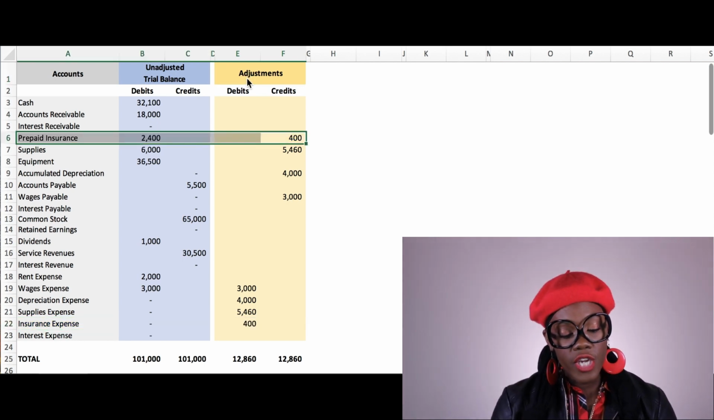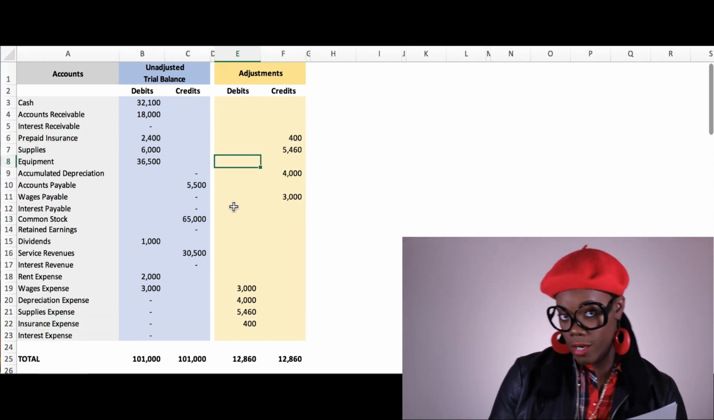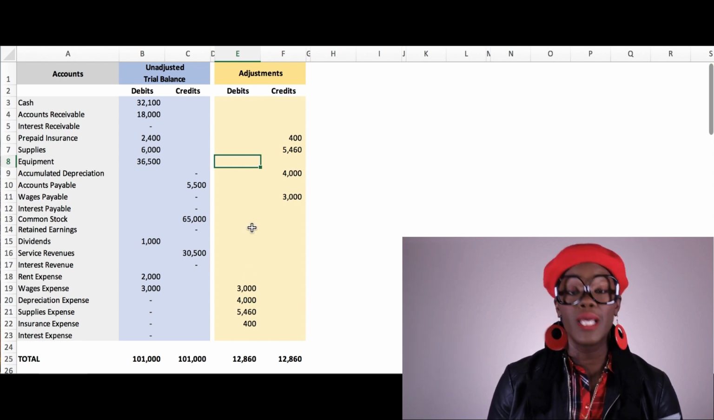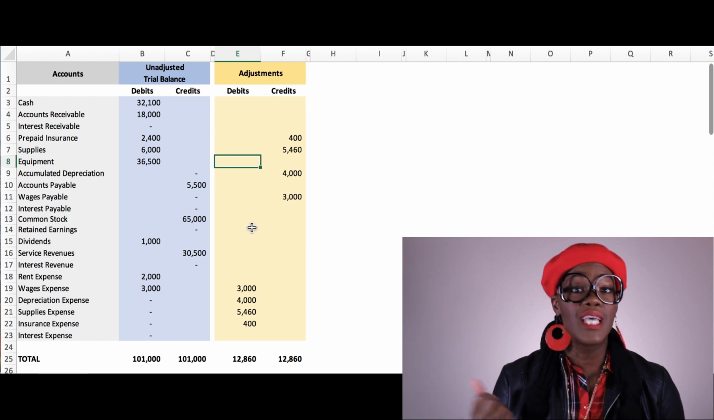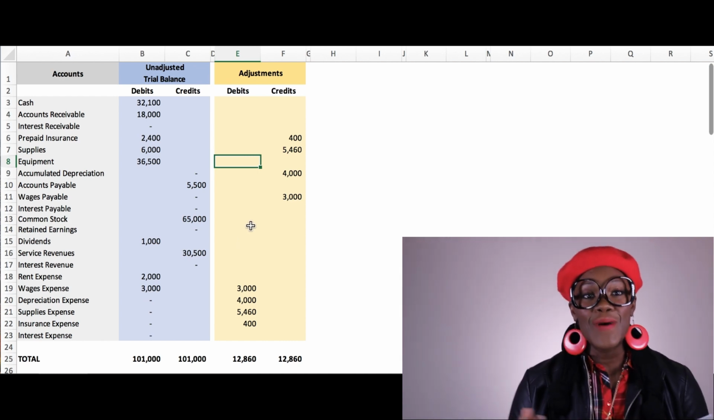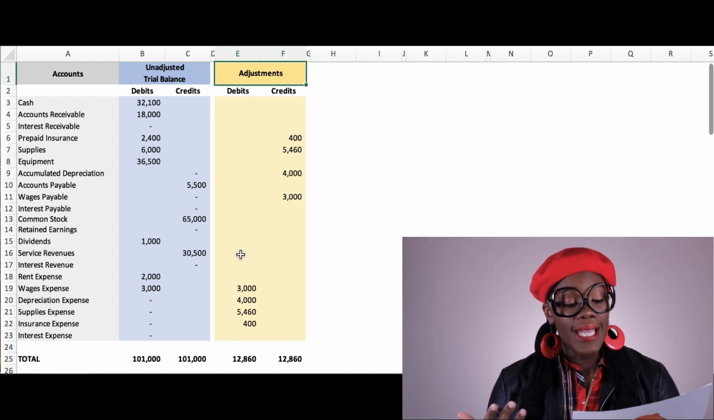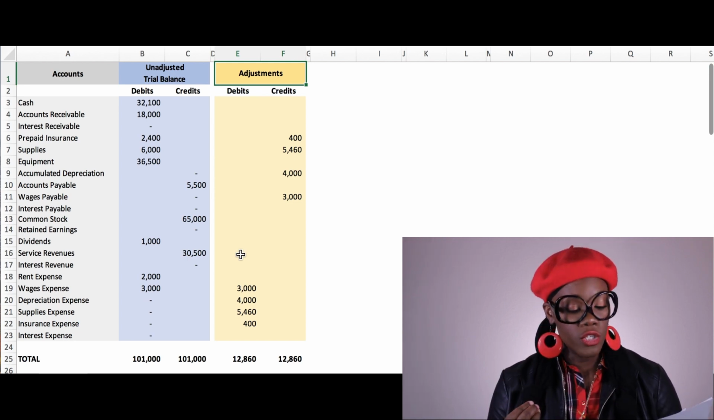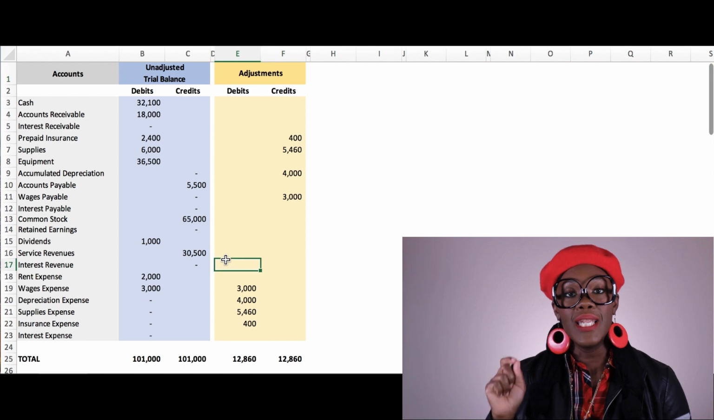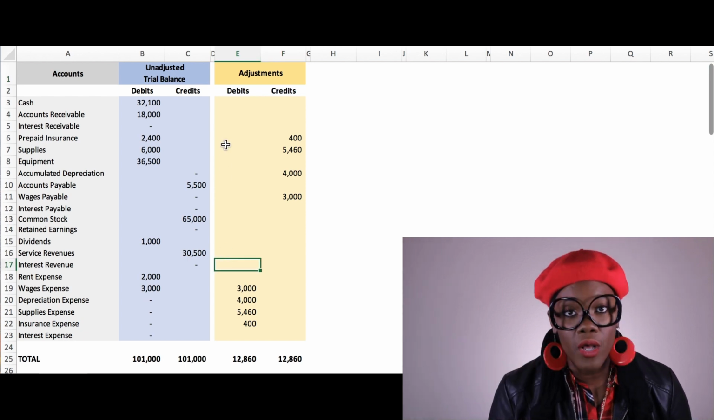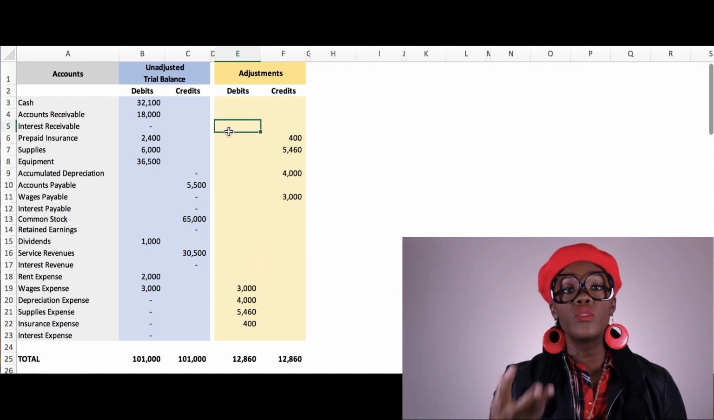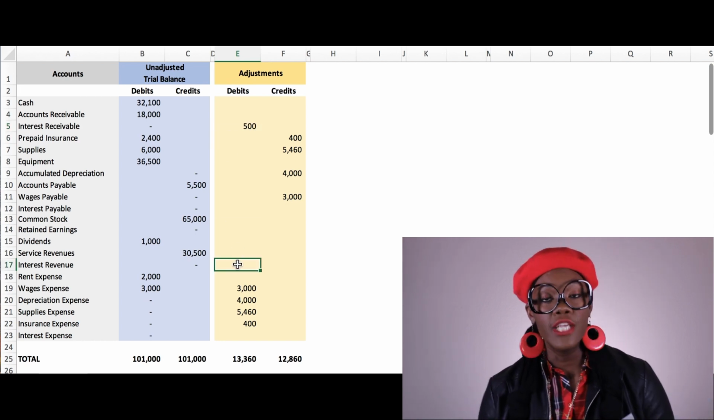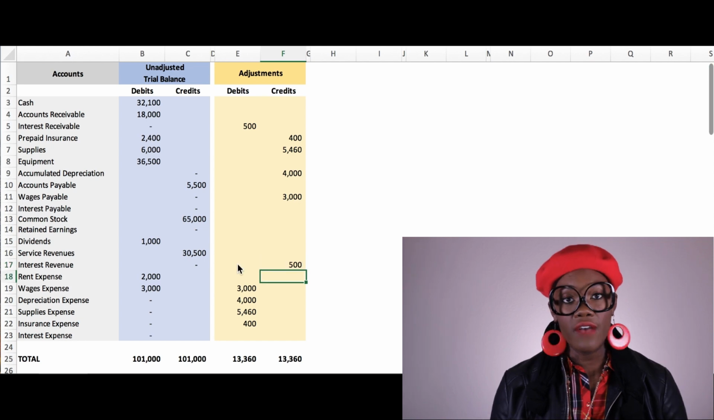The fifth entry is that we earned $500 of interest revenue. So apparently we must have made a loan to somebody, which is cool. We'll take the money how we can get it, I guess. So we're going to record that. They have not paid us yet, but they owe it to us. So we're going to debit interest receivable because that's an asset to us. We're looking to receive this $500. And then we're going to credit interest revenue for $500.